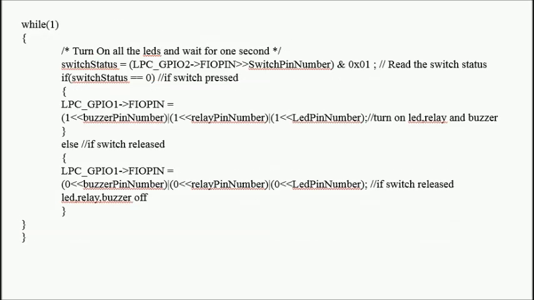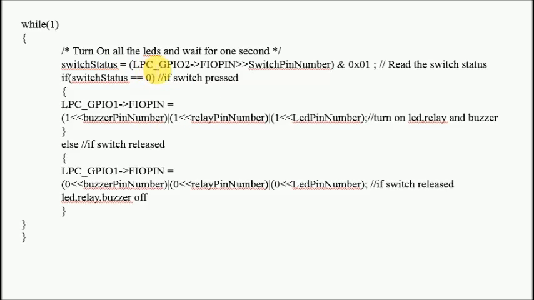After that, we have to check the status. Now we have to read the switch. We know the switch is connected to the port 2. We know the switch pin number, and we have to read the status of this pin number. Now we are just masking with 0 1 so that we are getting the particular status of this pin number. Now the status will be stored here. It may be logic 0, it may be logic 1. If it is logic 0, it means that key is pressed. If it is logic 1, it means that there is no key pressed.